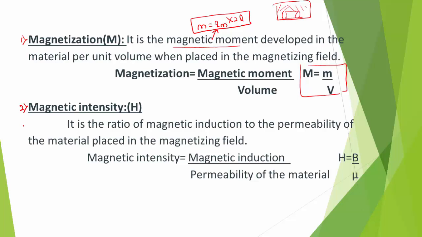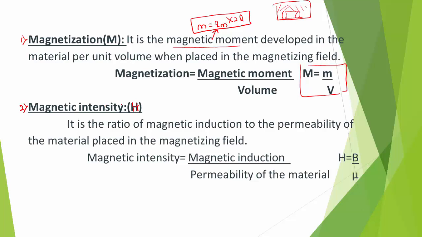The second definition is magnetic intensity. Magnetic intensity is mathematically denoted by the symbol H. It is also called the intensity of the magnetizing field, and it is the extent to which the magnetizing field can magnetize a material.